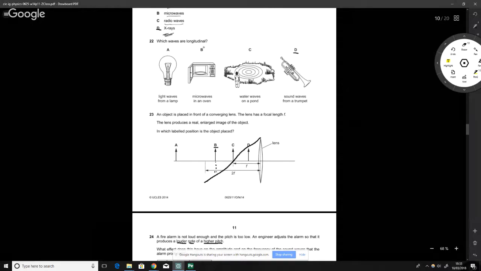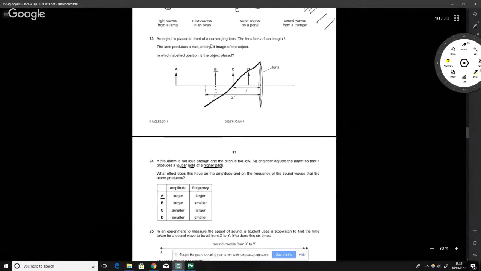Which waves are longitudinal? The answer is D. Sound waves are longitudinal. These two are electromagnetic radiation. These are surface waves, but as we know, they make sort of that pattern. But these are the longitudinal ones that expand and contract as they move forward. Well, in this case, like that.